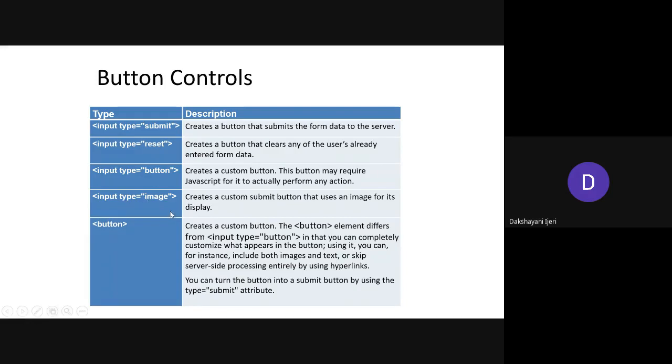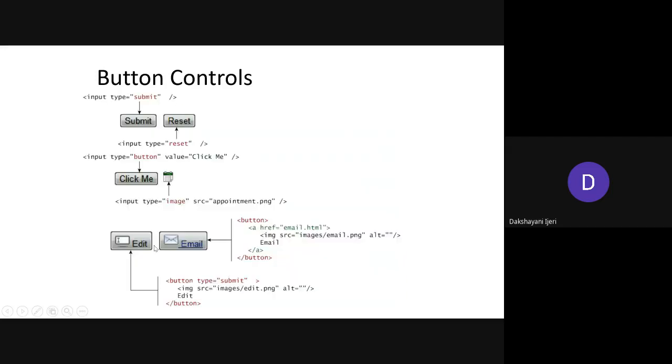In any case, if you want to create the image as a clickable button, you can use input type is equal to image. In the next case, if not only the label or the image, you want to include more options within the button itself, then you can simply use the button as an element, and we'll see how to create that with an example. Okay, so this is how it will be created.